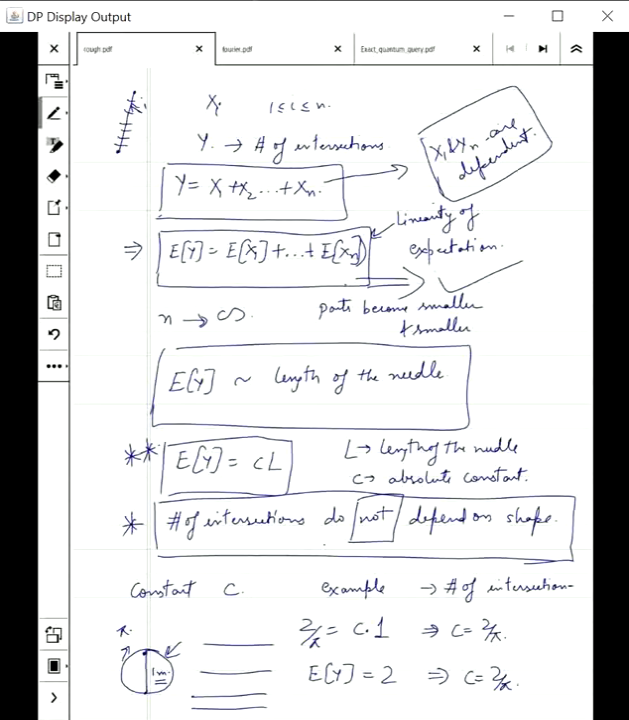So we get the theorem that for any needle, the expected number of intersections is 2 by pi multiplied by its length. This solves Buffon's needle problem. And the thing to notice here was the power of linearity of expectation.